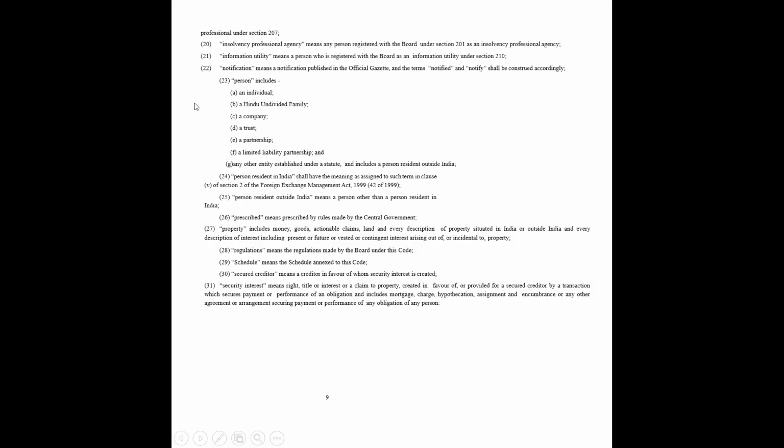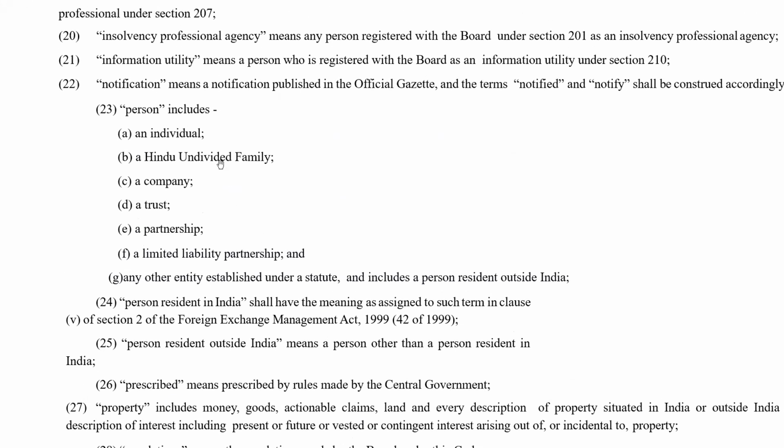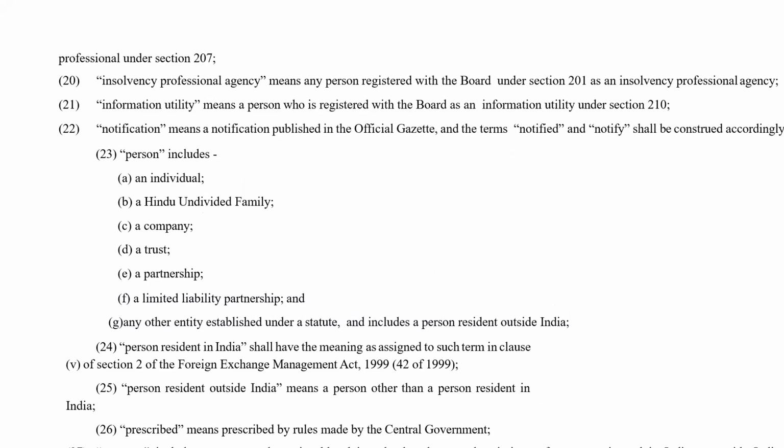Insolvency professional agency means any person registered with the board under section 201 as an insolvency professional agency. There are 3 agencies as of now. Information utility, only one, means a person who is registered with the board as an information utility. So these are the definitions. About all these we'll read in detail later.